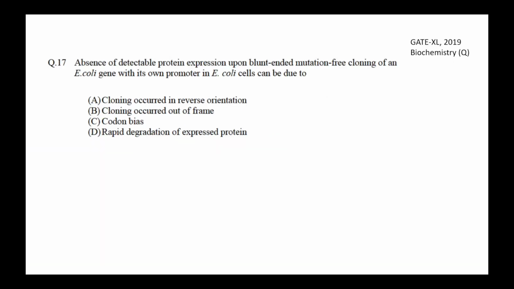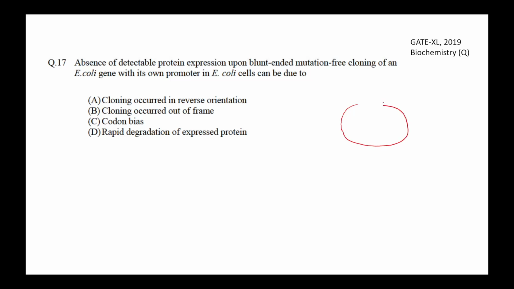Okay. So this is question number 17 from GATE Life Sciences 2019 paper from the Biochemistry section. So the question states that the absence of detectable protein expression upon blunt-ended mutation-free cloning of an E. coli gene with its own promoter in E. coli cells can be due to. So the protein is undetectable upon blunt-ended mutation-free cloning. So this cloning, they are saying it is a blunt-ended cloning.